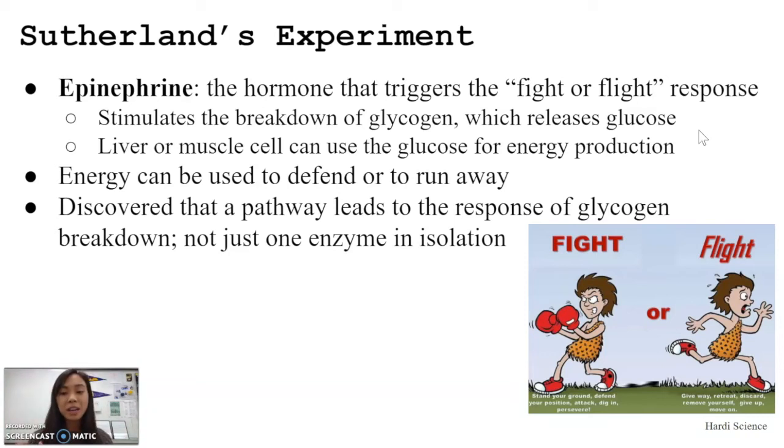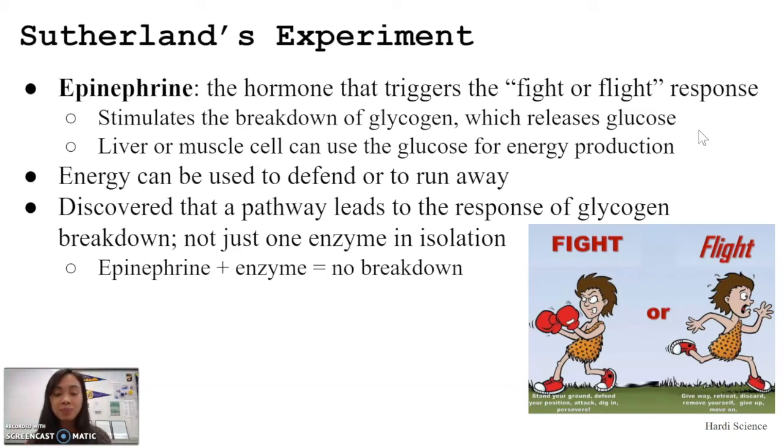So Sutherland ran his experiment, and what he discovered, his takeaway, was that a pathway leads to the response of glycogen breakdown. It's not just that there's one enzyme in isolation that is activated by epinephrine, but there's a pathway that leads to the activation of the enzyme and thus the breakdown of glycogen. He tested this with 2 experiments, 2 conditions. In one condition, he had a beaker with epinephrine plus the enzyme, just those 2 things mixed together. When he put those together, he noticed that there was no breakdown of glycogen.